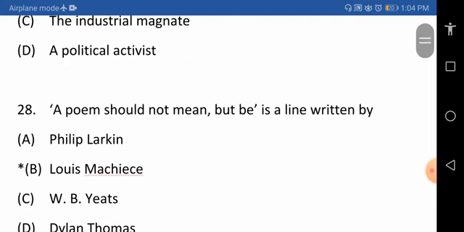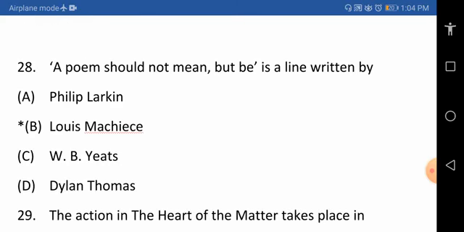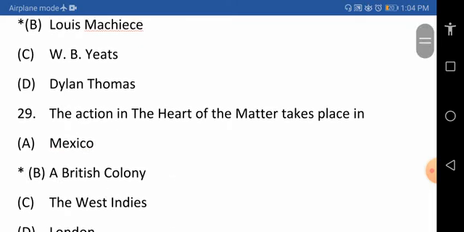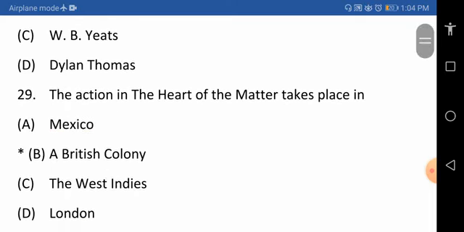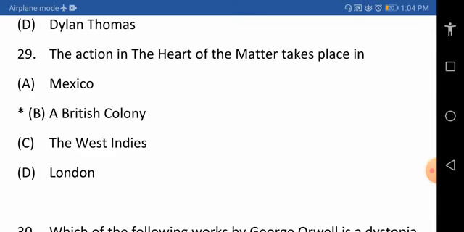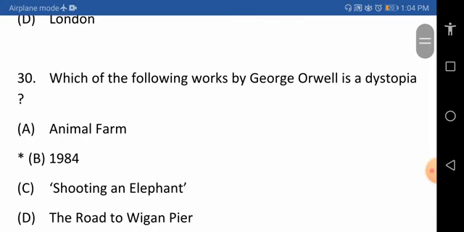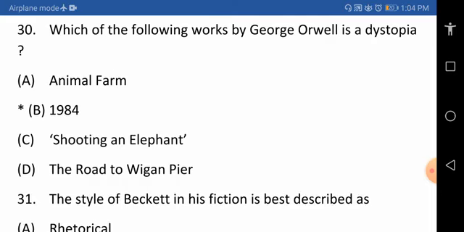28th question is, a poem should not mean but be is a line written by Archibald MacLeish. 29th question is, the action in The Heart of the Matter takes place in a British colony. The 30th question is, which of the following works by George Orwell is a dystopia? The answer is 1984 is a dystopian novel.